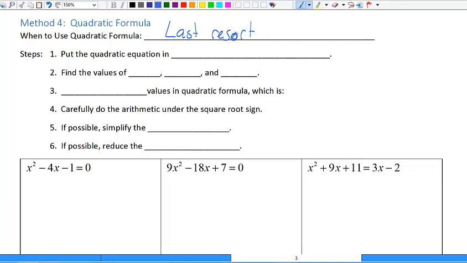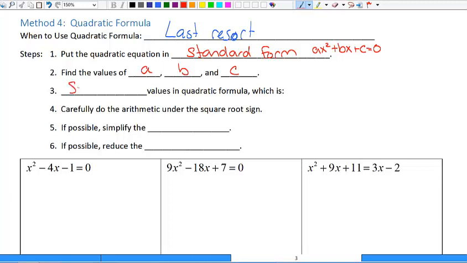But if none of those seem like a good option, then your last resort would be to use the quadratic formula. The steps are: put the quadratic equation in standard form, meaning all the terms on one side and it equals 0 on the other. Then find the values of a, b, and c in the quadratic form ax squared plus bx plus c. Please note that a, b, and c are the numbers in front of the variables, so not x. I'm just talking about a, b, and c, like 2, 7, 5, some numbers, okay?